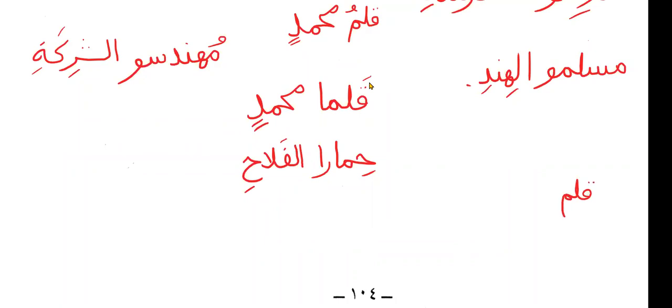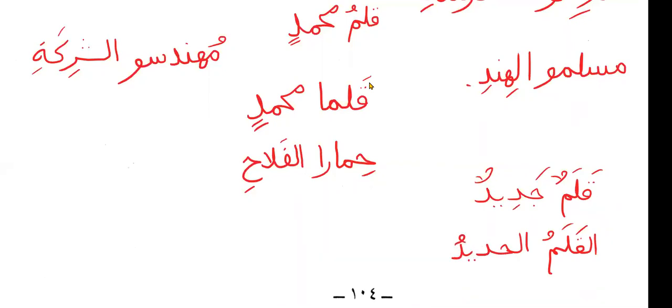Like, so qalamun jadidun. No alif and lam. Masculine, two dhammas. Qalamun jadidun, which translates as what? A new pen. And if we were to add alif and lam to it, al-qalamu al-jadidu, now it means the new pen.